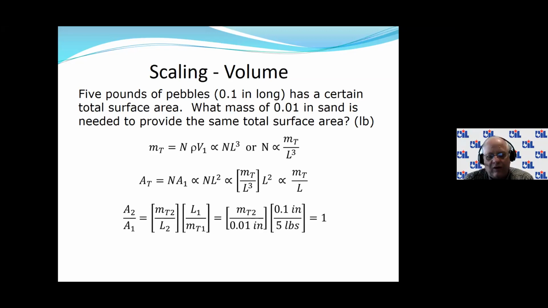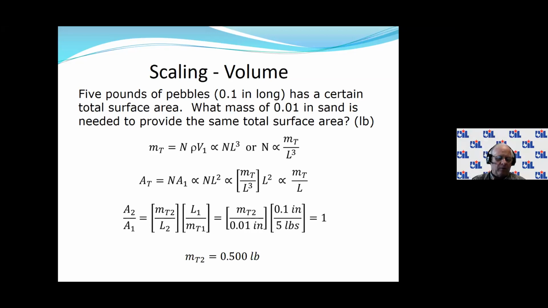And so now I have one equation I can solve for the total mass. It turns out that the total mass is only a half pound. So basically, as the particles get finer, I can get away with a much smaller mass to get the same surface area, because as the particles get smaller, the specific surface area actually goes up. So I only need a half pound of sand to get the same surface area.